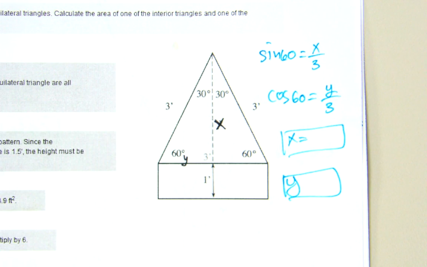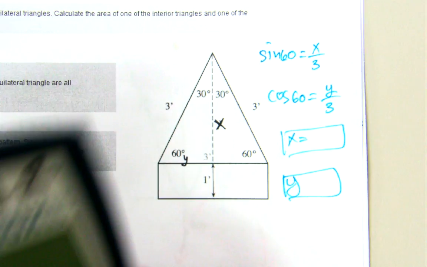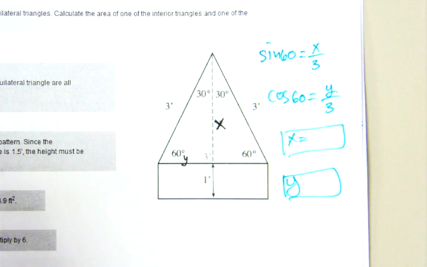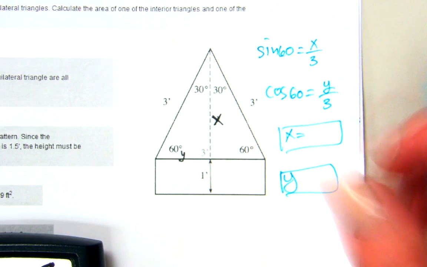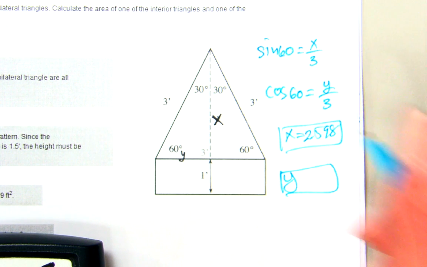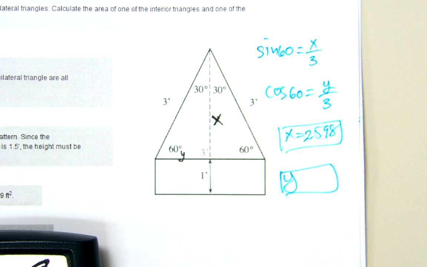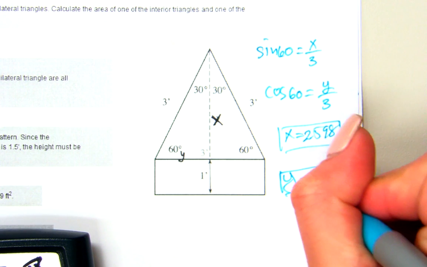I need the other calculator. Sine of 60, square root of 3 over 2, times 3 should give you a pretty interesting answer. Sine of 60 times 3 is 2.598. Is this 2.598? And cosine 60 is, oh, it's half, duh. Times 3 is 1.5. Okay.